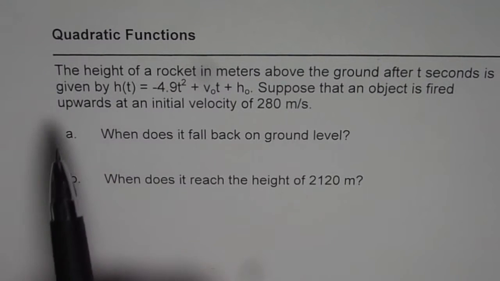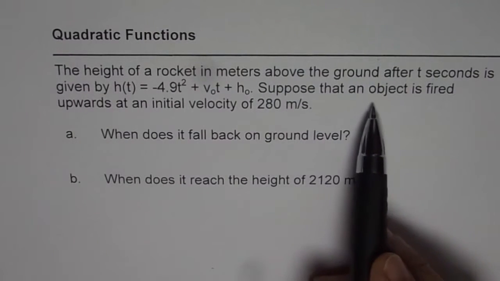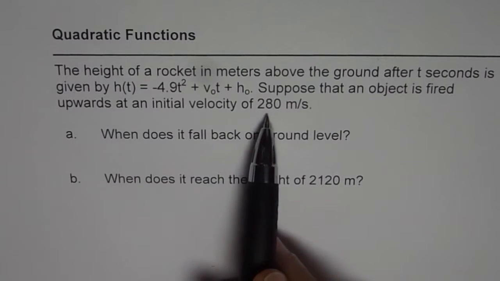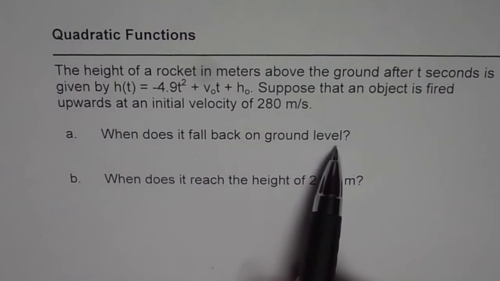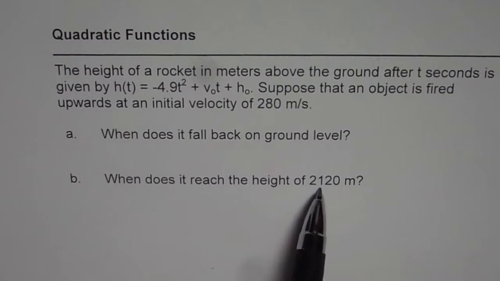The question here is, the height of a rocket in meters above the ground after t seconds is given by h(t) = -4.9t² + v0t + h0. Suppose that an object is fired upwards at an initial velocity of 280 meters per second. Part A: when does it fall back on the ground level? And part B: when does it reach the height of 2120 meters?